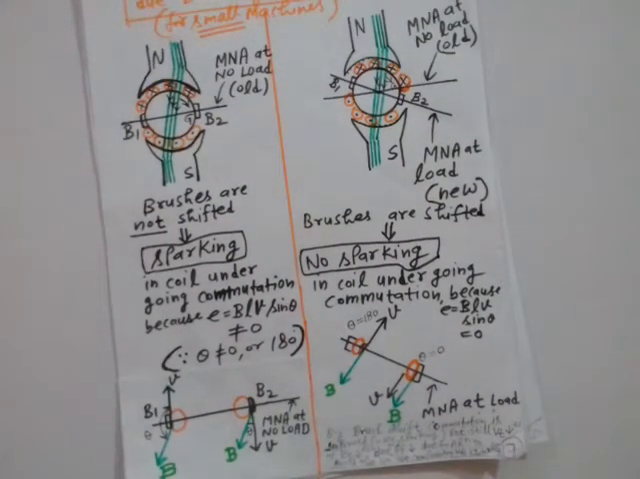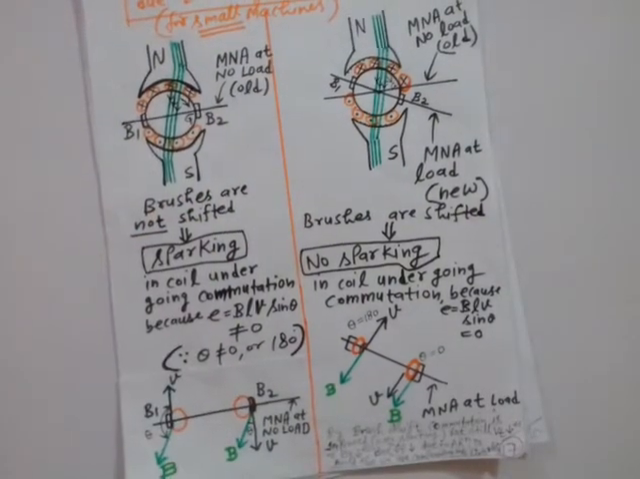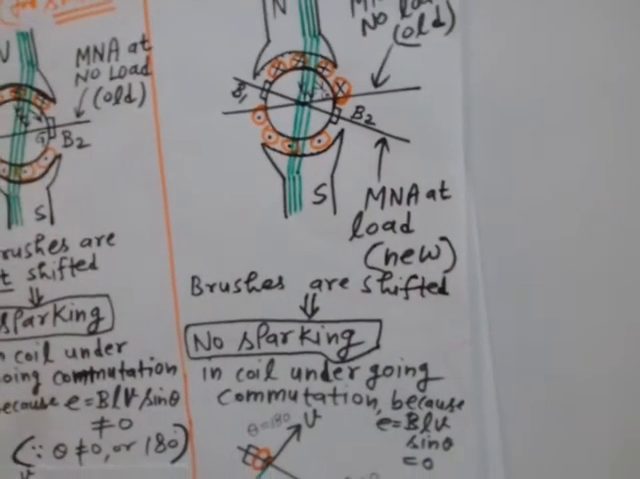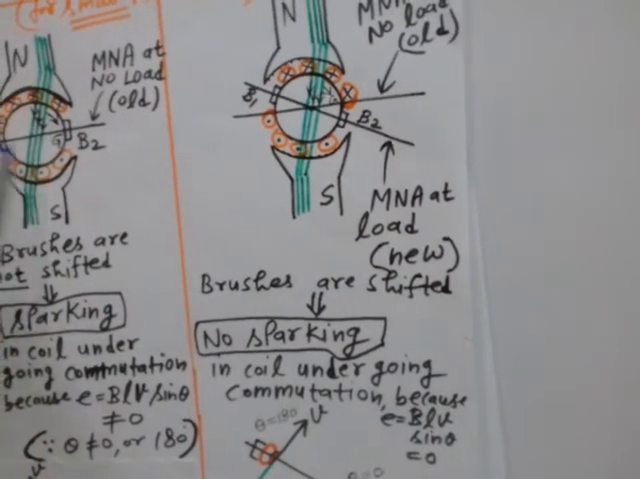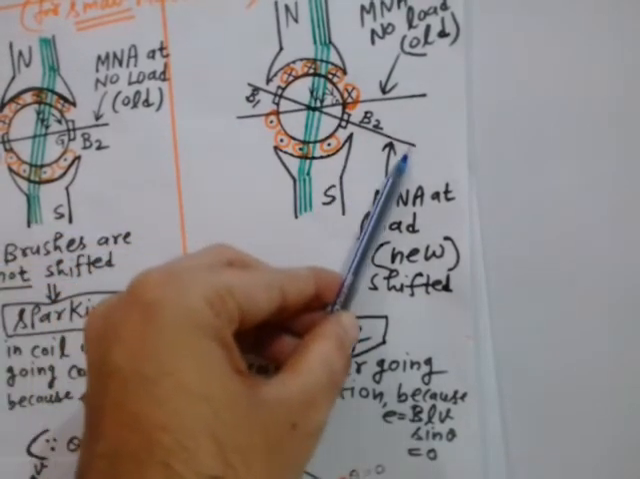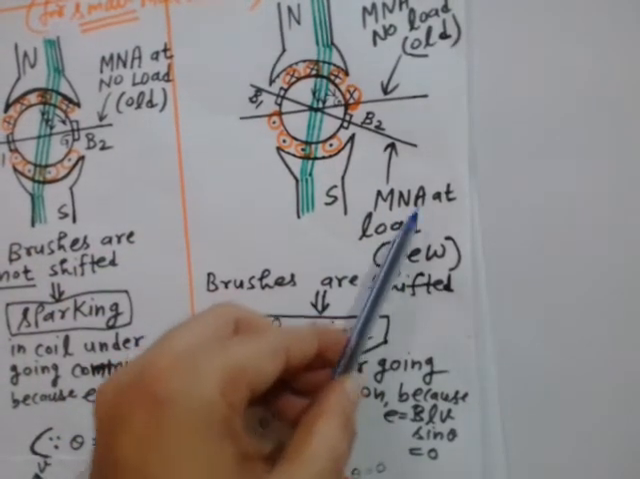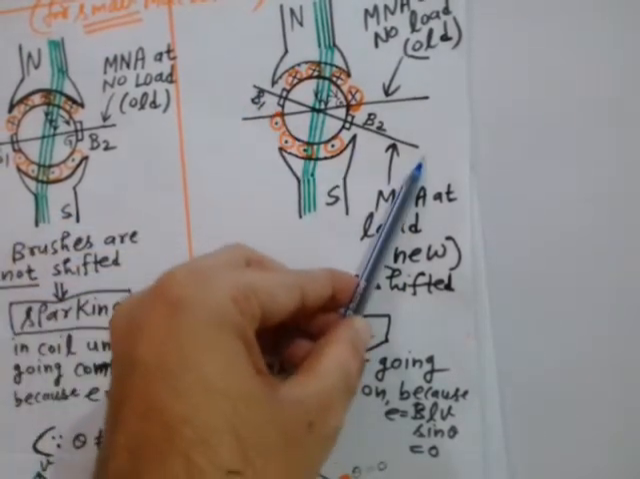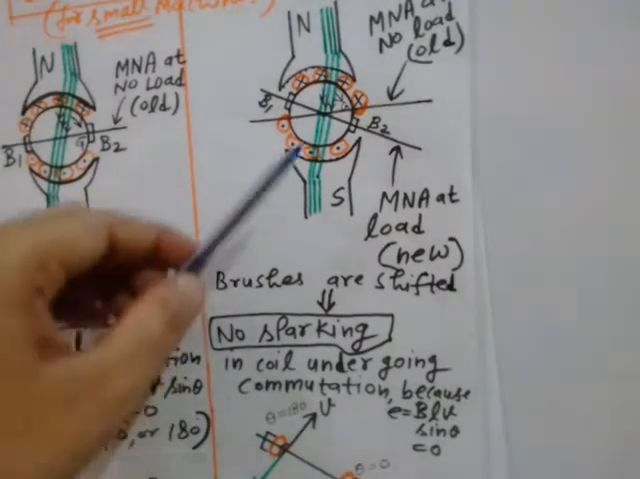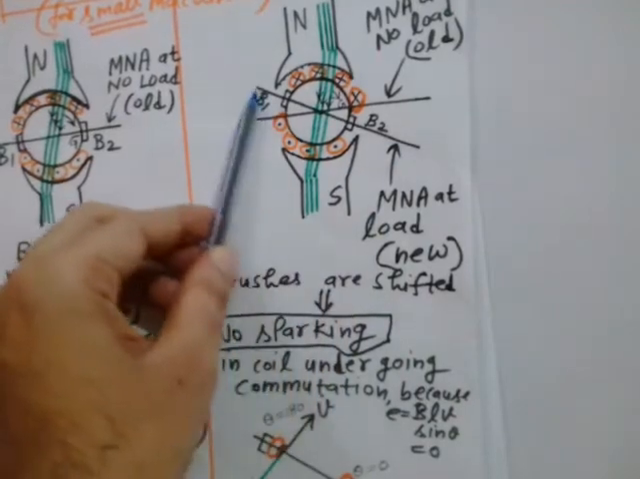Now see, if I shift these brushes, then this sparking will be avoided. See how? To avoid this sparking, just have a look at it. Shift these brushes at the new MNA at load. So this is the new position of the magnetically neutral axis. When load is applied, then MNA will shift. I have already explained this in the earlier lecture. So now you will shift these brushes B1 and B2 to this new position of the magnetically neutral axis.